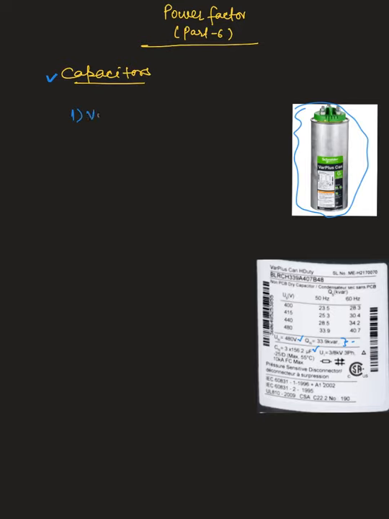First is voltage rating. Usually it is 10% more than the system voltage, and if the APFC panel has a detuned reactor, this voltage has to be even more. That we'll be discussing in the coming videos. For now we can take 10% more than the system voltage as the rated voltage of the capacitor.